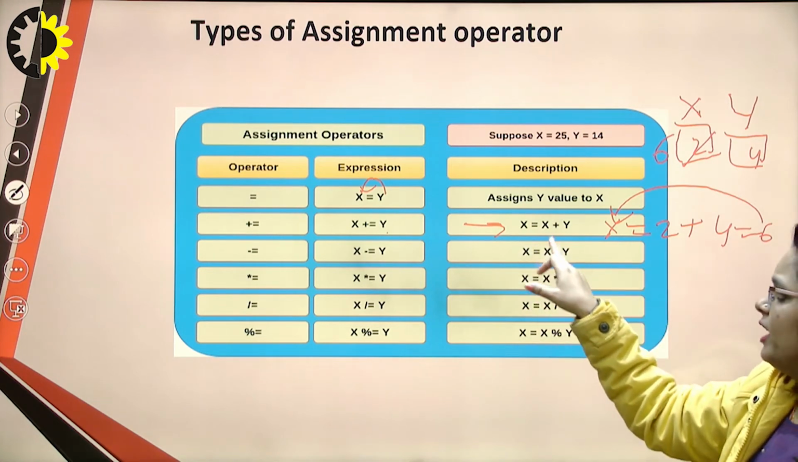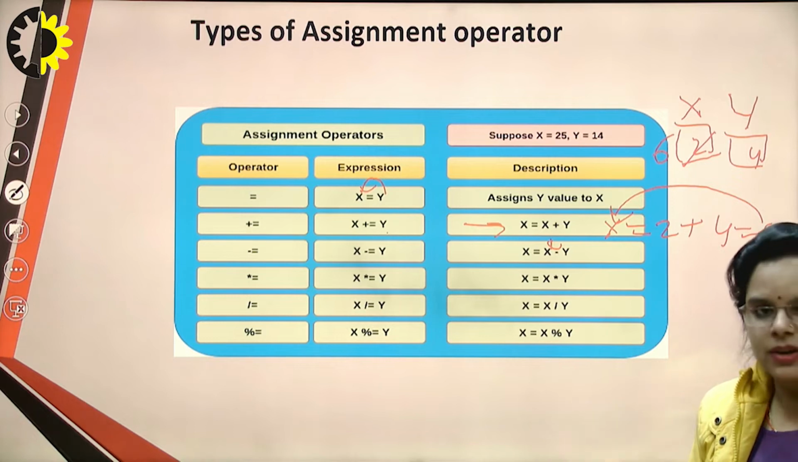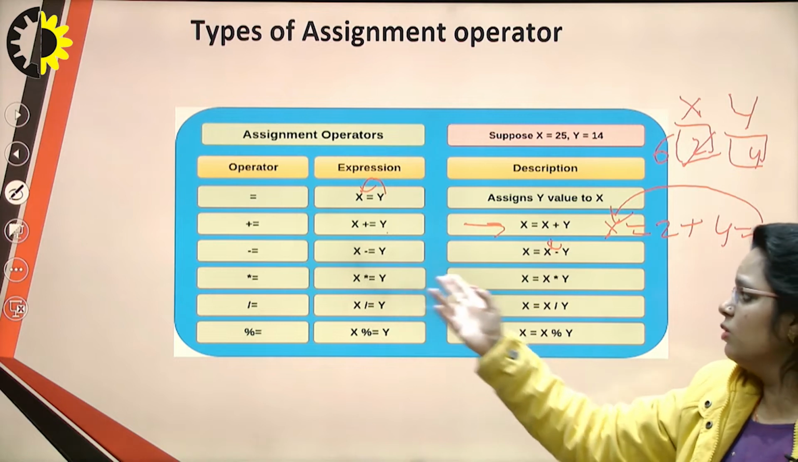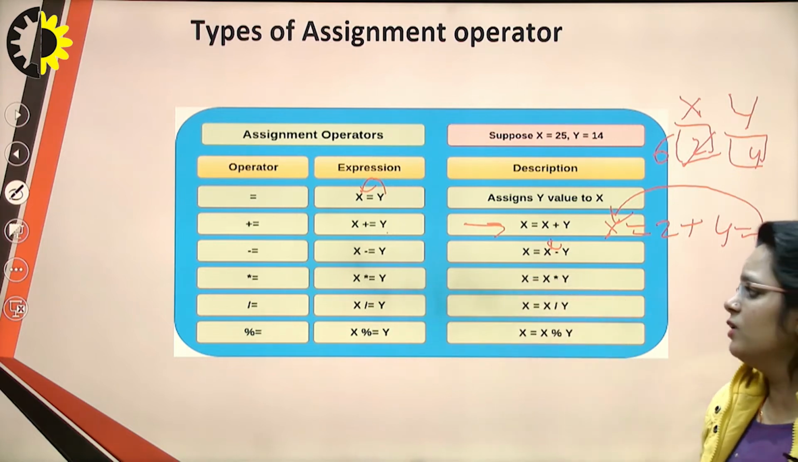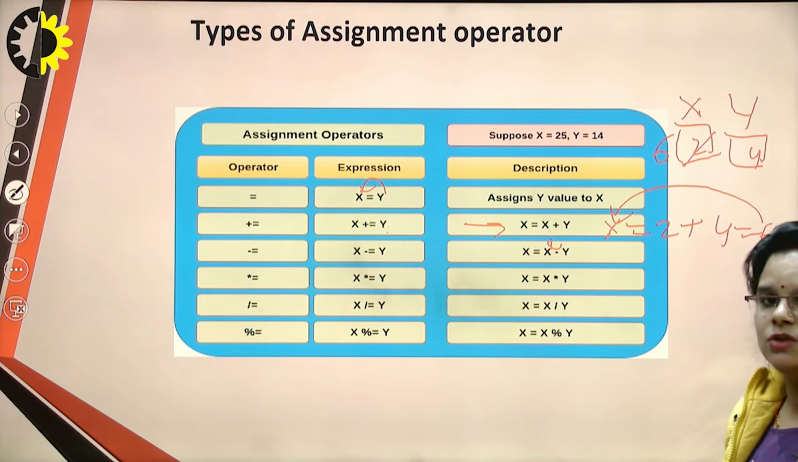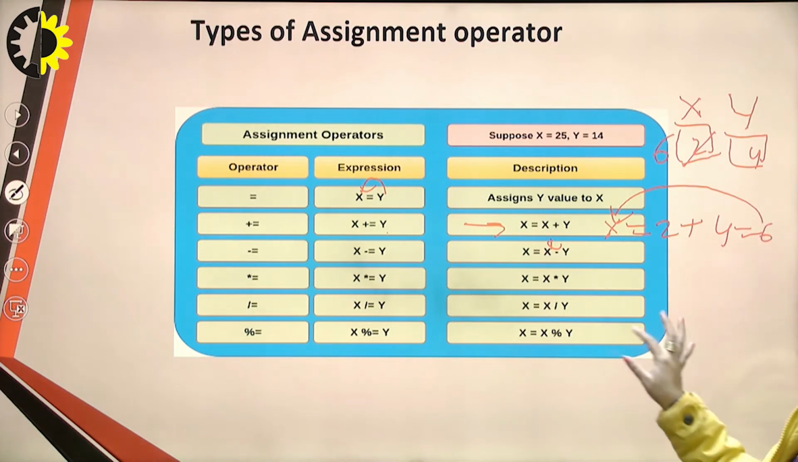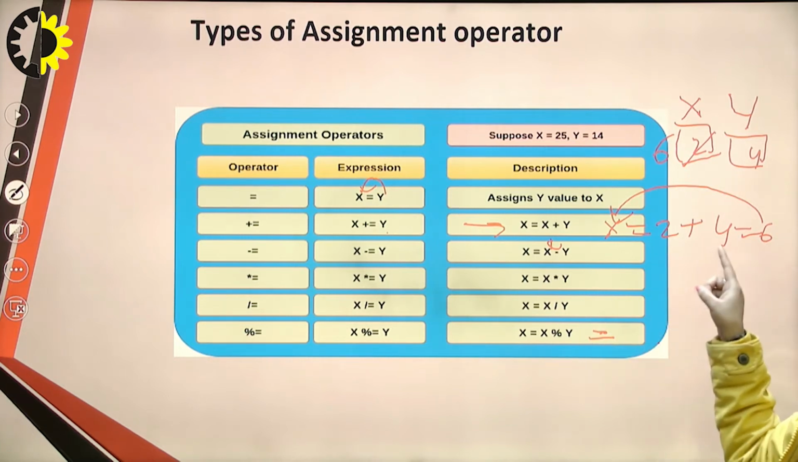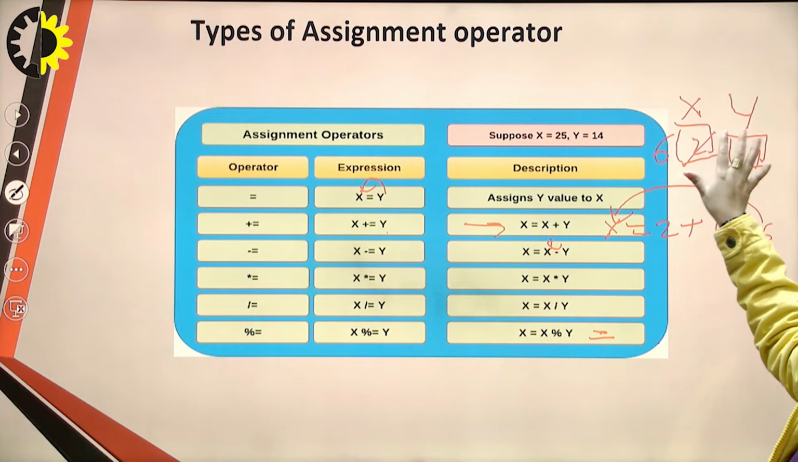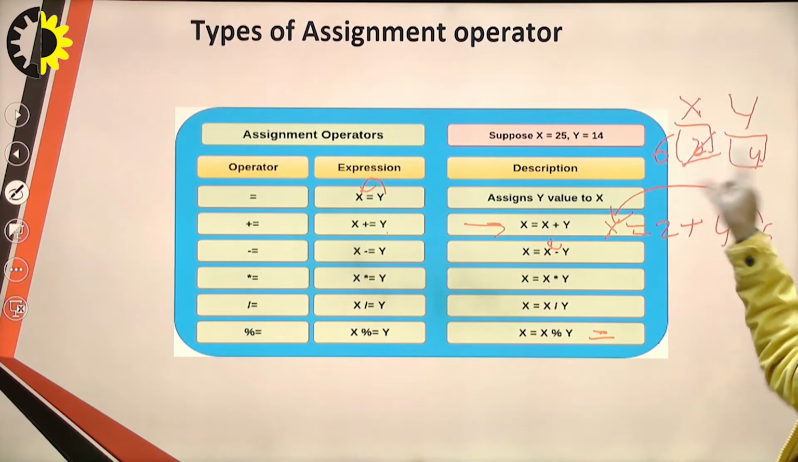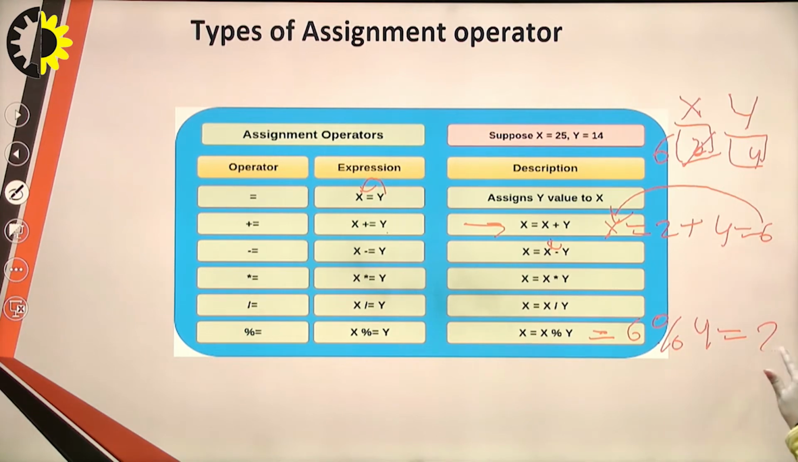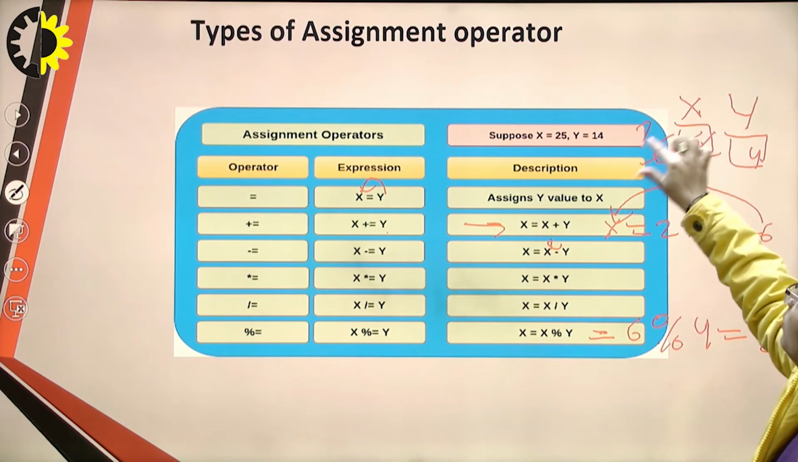Whatever the value of x was prior, it would be updated with a new value. Next is x multiply equals to y, x equals to x into y; x divide equals to y, x equals to x by y; and x modulus equals to y means x is equals to x modulus y. So how would this work? Let us say in x we have 6 modulus 4. What would be the remainder of 6 modulus 4? The remainder would be 2. So the updated value of x would be 2. This is how it works.